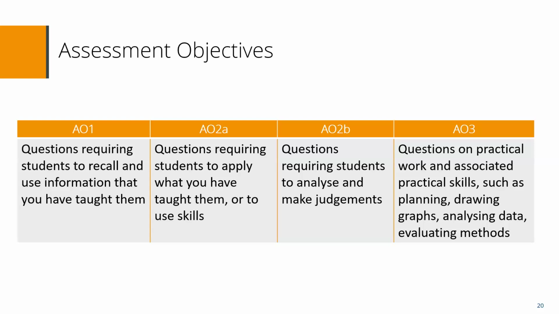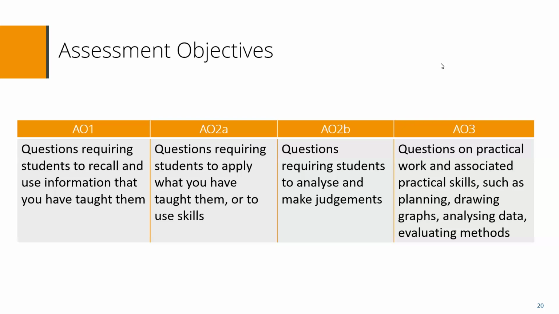The types of questions that will be set: for AO1, you will get questions requiring students to recall and use the information that you have in fact taught them. Questions in AO2A will require students to apply what you've taught them, or to use skills, and that could be in familiar or unfamiliar situations. And AO2B, the questions will require students to analyse and make judgments, which is obviously a slightly higher level skill in Bloom's taxonomy.